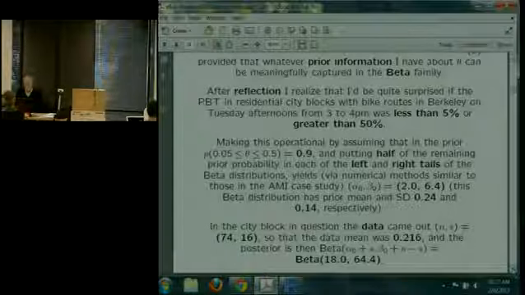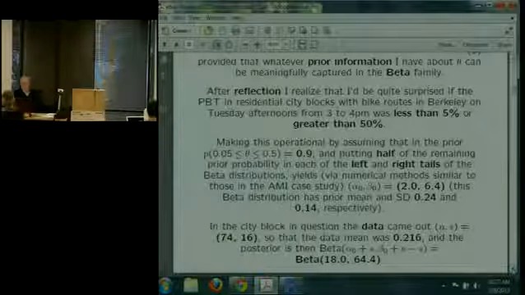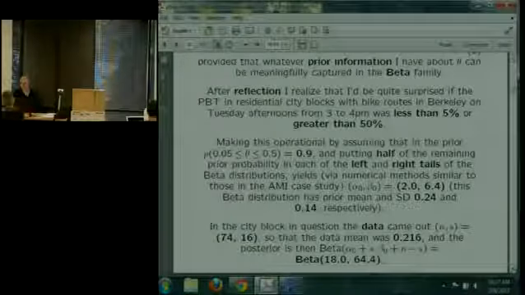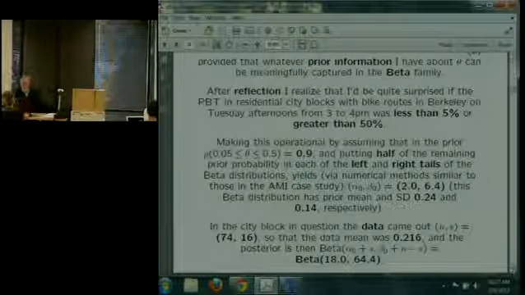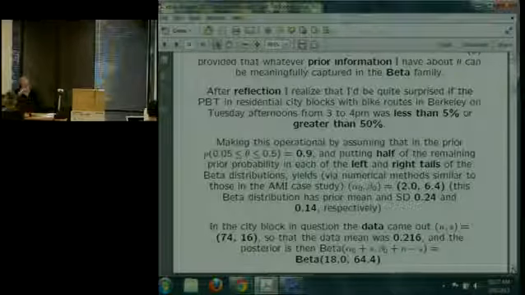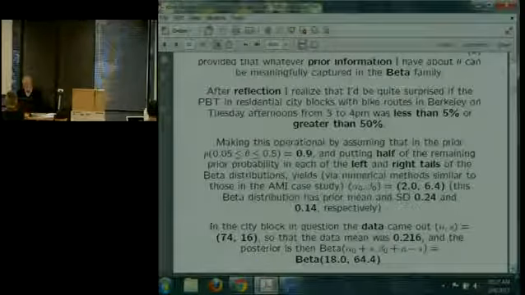And in the city block in question, there were 74 vehicles, of which 16 turned out to be bicycles. And so the posterior comes out alpha 0 plus s, which is 18.0, a beta with parameters 18.0 and 64.4.